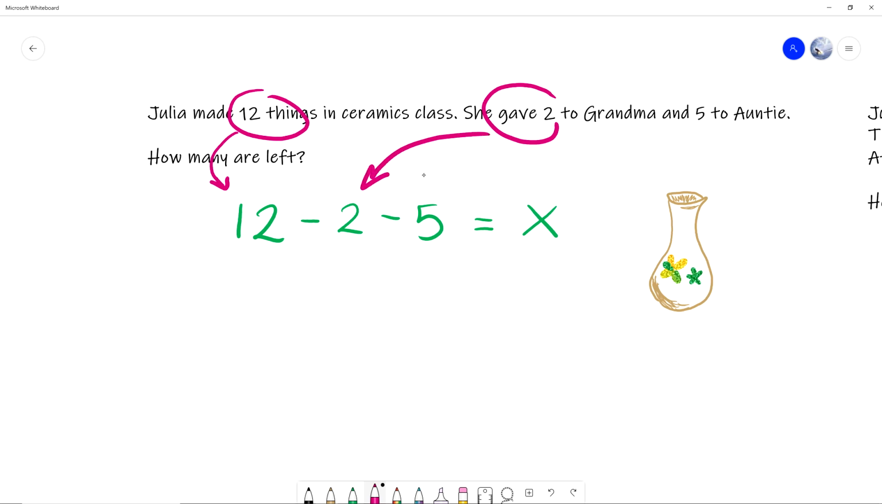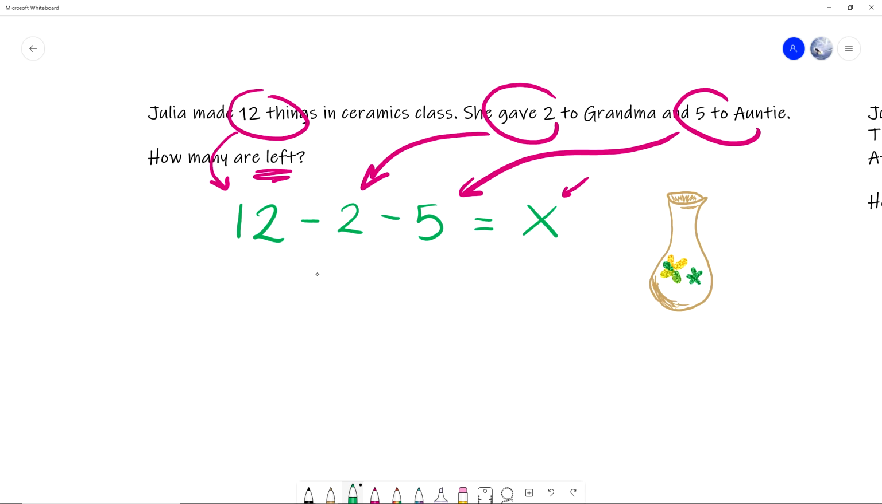Gave is a key word in a word problem that you are losing something, that you're subtracting something from a total. Very good. And then minus 5 is the 5 things that Julia gave to Auntie. And what about x? X is the mystery number of how many things are left.